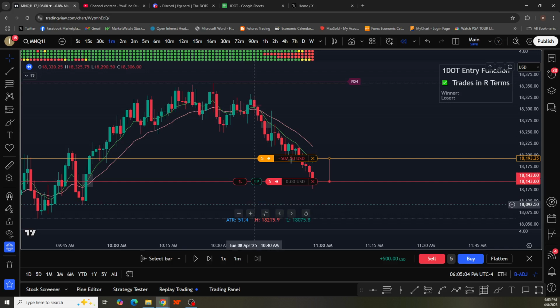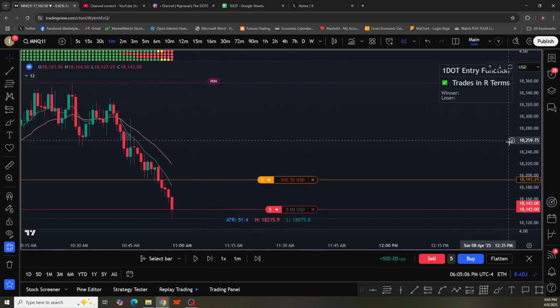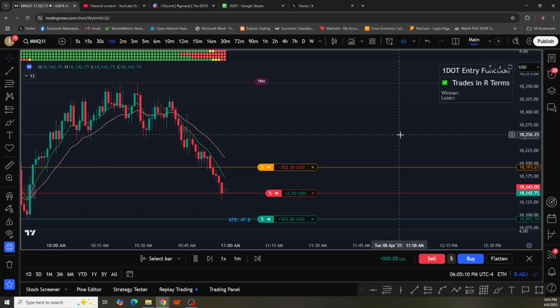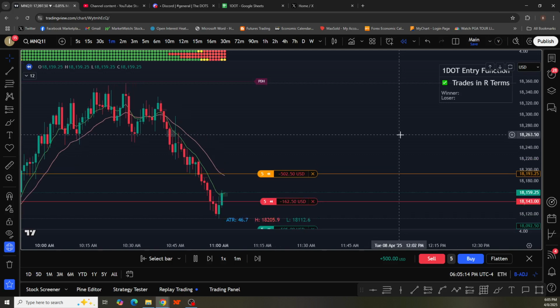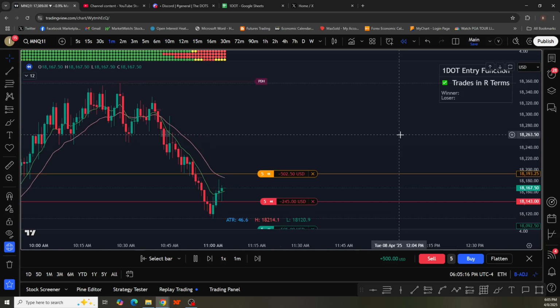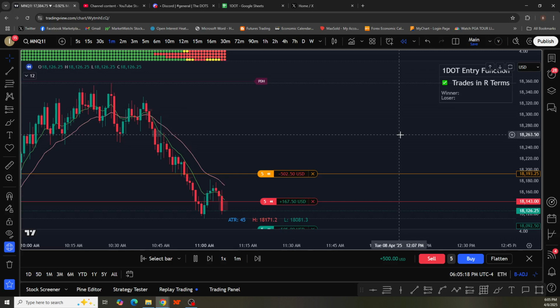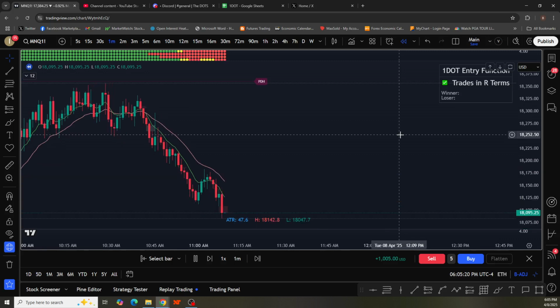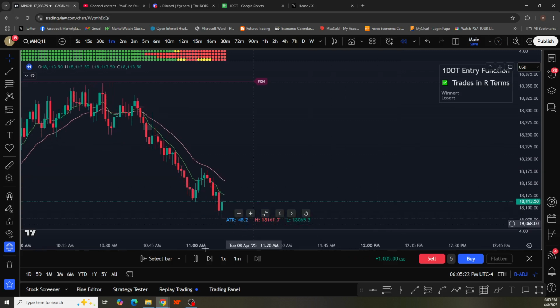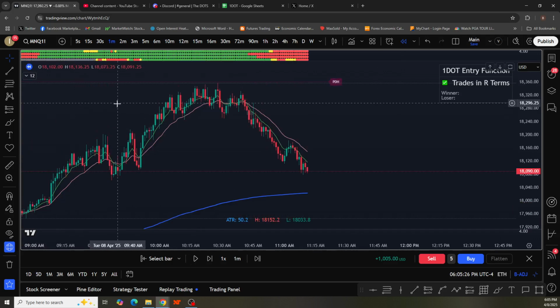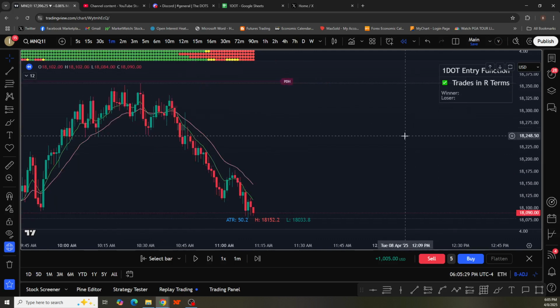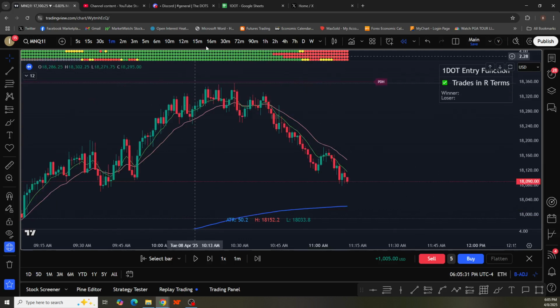Again, no consideration for anything else. You're short. Price comes up, almost stops you out. And winner. So 1 loser and 2 winners. You're up 1R on the day. This is blindly using the one dot entry function.